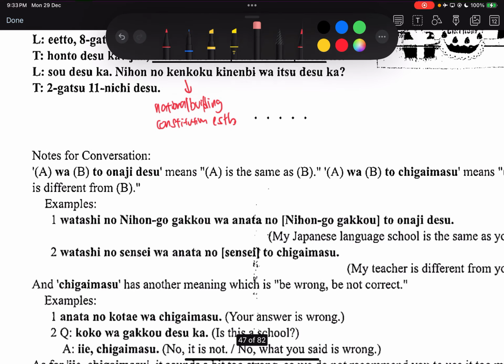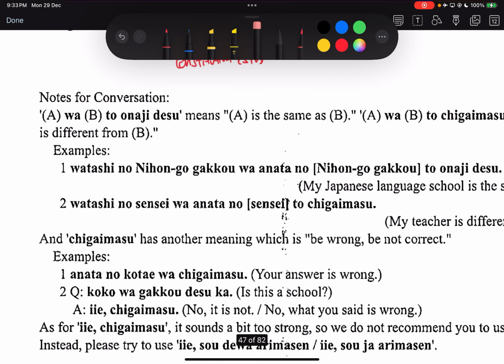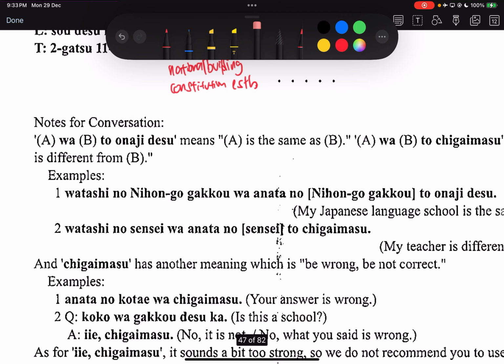I want to talk about this note for conversation. We learned this new word, to onaji desu. This "to" is more like "and," "as," or "with." So when we say A wa B to, B to is like "and B" or "with B." So about A, with B, is the same.